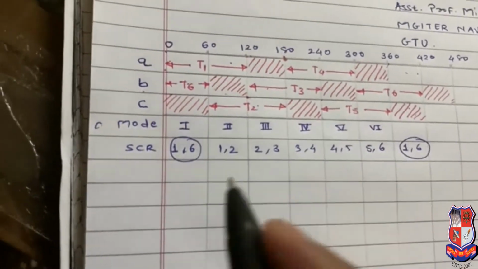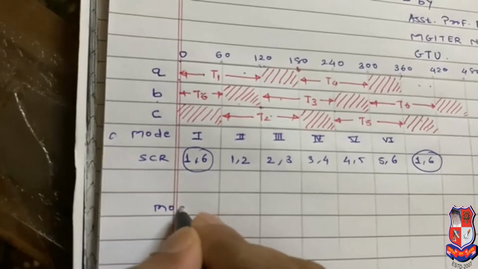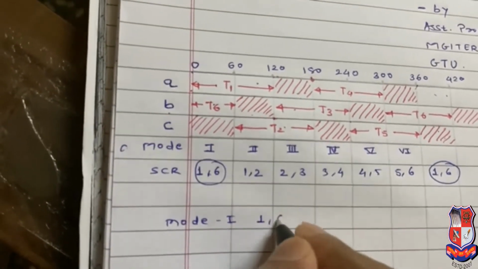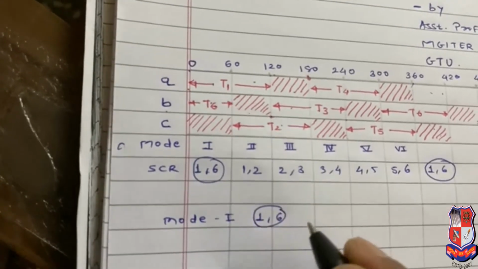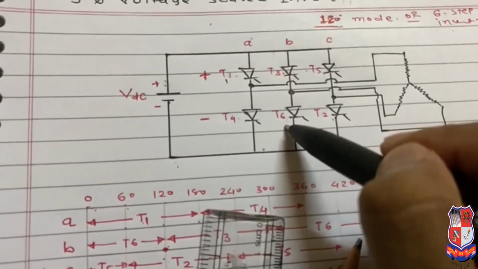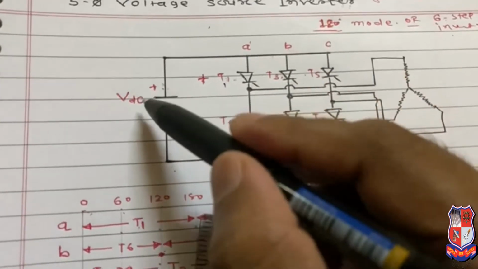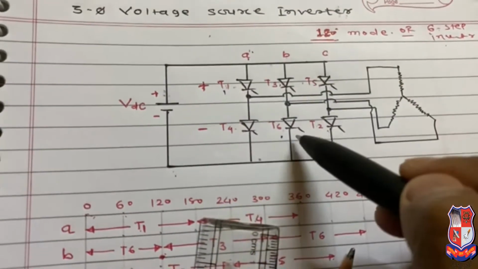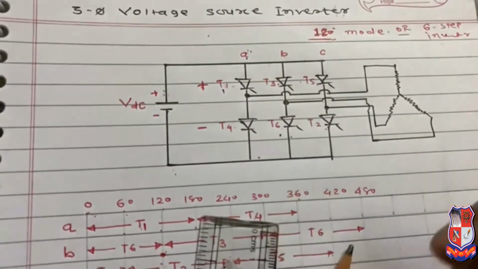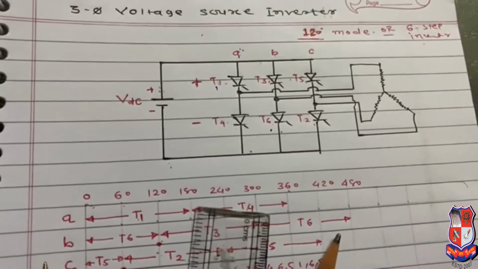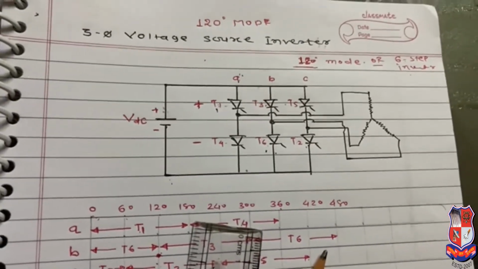So now for mode 1 we can see that thyristor 1 and 6 will be on. So from the figure we can see that thyristor 1 and thyristor 6 will be on. So we can say that positive cycle for A and negative cycle for B is in on condition. So now we will see the different.